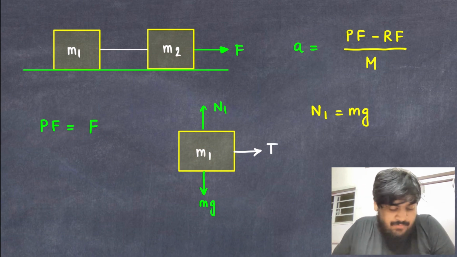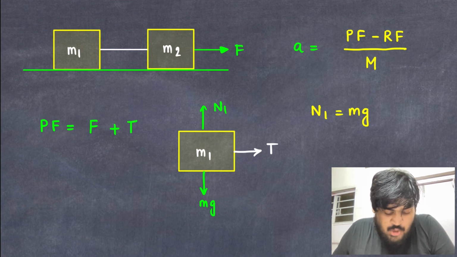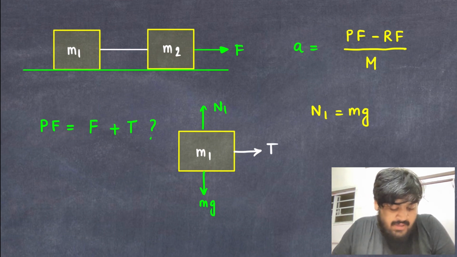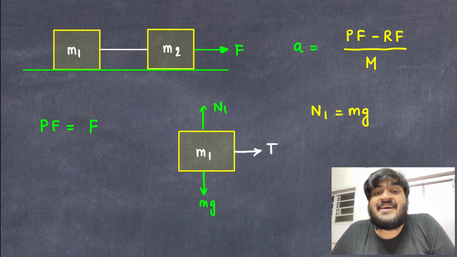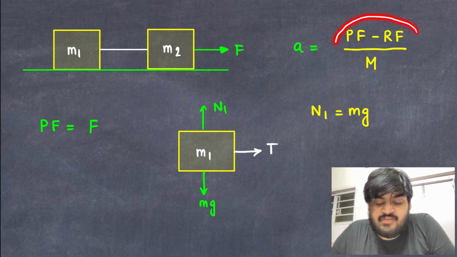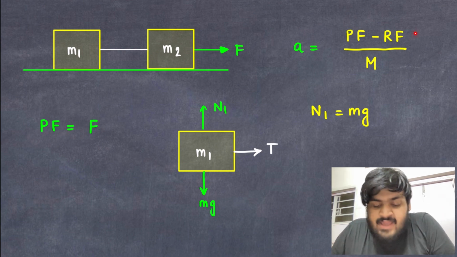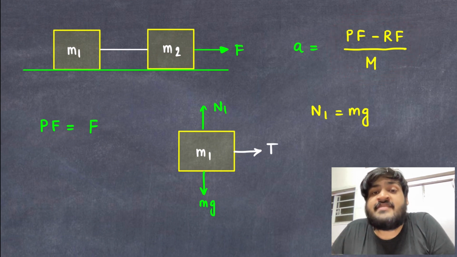So our pulling force should be F plus T, right? Should it be F plus T? No, the answer is a strict no. Why? Because tension is an internal force. We will not take any internal forces in this equation. Internal forces cancel each other out, so we will not take any internal forces in this equation. All forces considered are external forces.